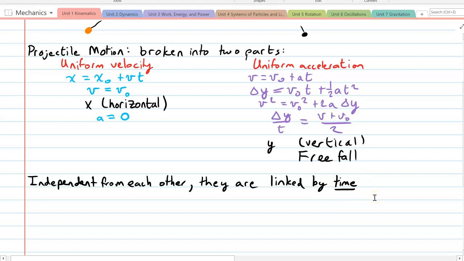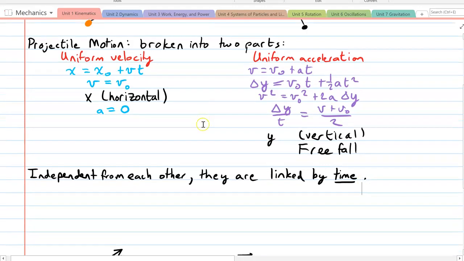So if I were to drop a ball, we do our uniform velocity equations here, horizontal maybe, and we find the time, for example. We can use that exact same time to help us with the uniform acceleration. So that's always really helpful to know.